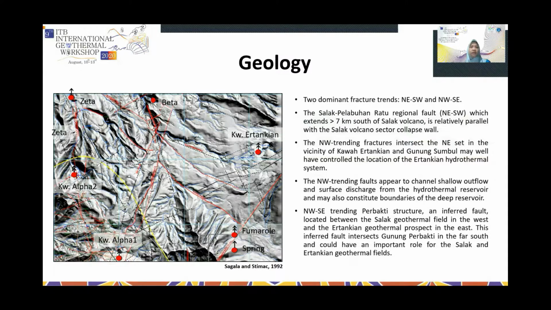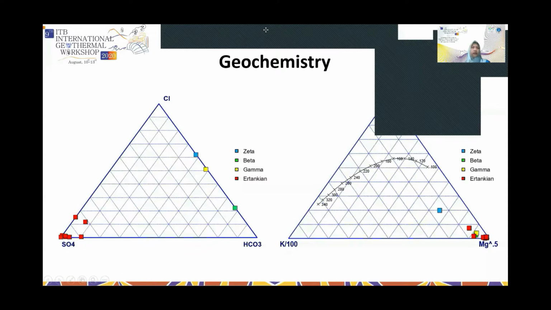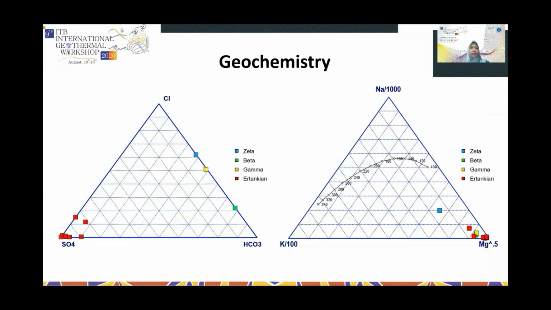Another prominent alignment is the northwest-southeast trending Perbakti structure, an inferred fault located between the Salak geothermal field in the west and the Ertankian geothermal prospect in the east, that could have an important role for the Salak and Ertankian geothermal fields. The Ertankian hot springs have acid sulfate character and yield little information about the underlying hydrothermal system.